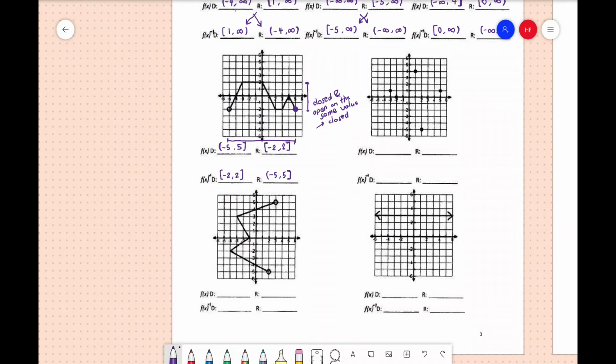On the next one, we just have a set of points. So when you have a set of points, we're going to have to work in set notation. So my domain, let's write these points out, because it was hard to see them. There's a point right here, which is -3, 1.